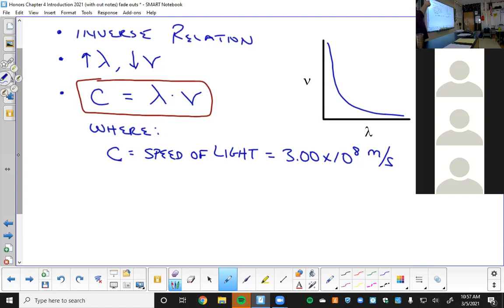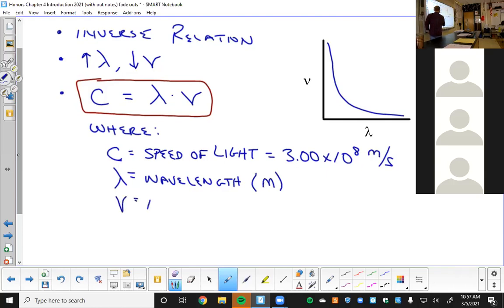This is the reason why we have to use meters when we put wavelength in there, because it's got to work with the units that are in the constant. And that's why hertz can be thought of as reciprocal seconds, because it's got to work with the seconds in the constant as well. So then, of course, we've got wavelength, which has to be in meters, and frequency, which has to be in hertz.